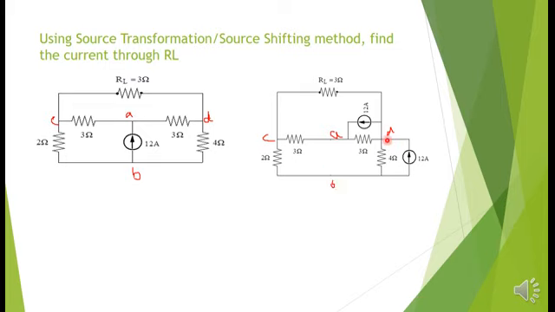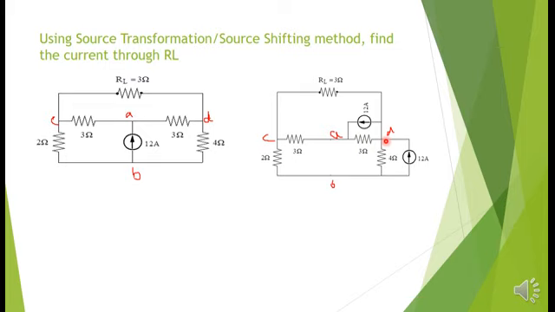Which potential is the lower potential, and which is the higher potential? Is node B the lower potential or D? The current is flowing from B to D. So the starting point is B and the terminating point is D. So B is the lower potential and D is the higher potential. So the 48 volt voltage source is connected in such a way that B is the lower potential and D is the higher potential.